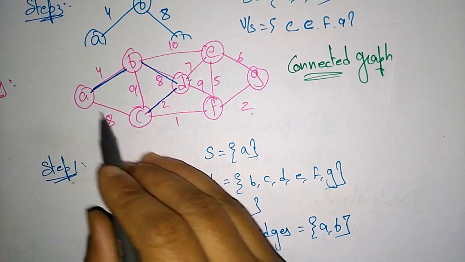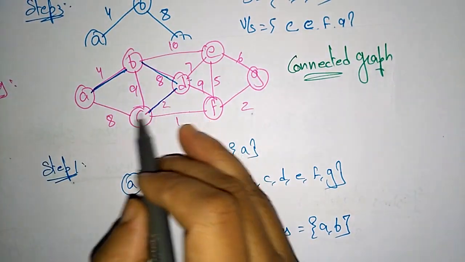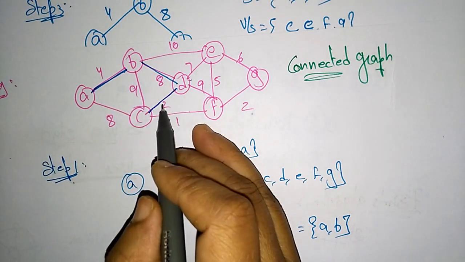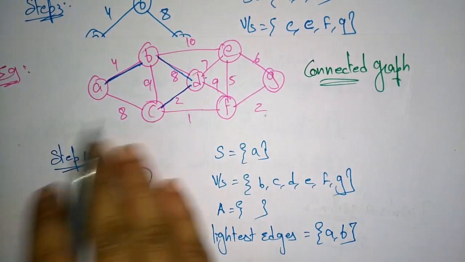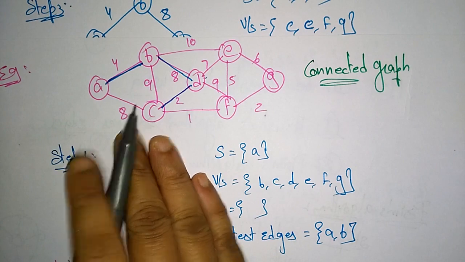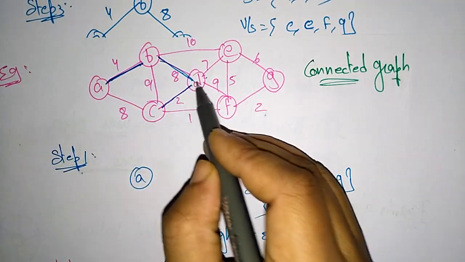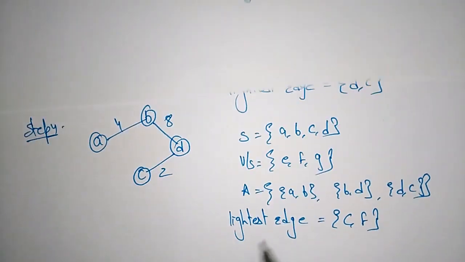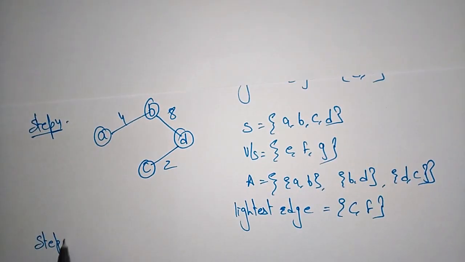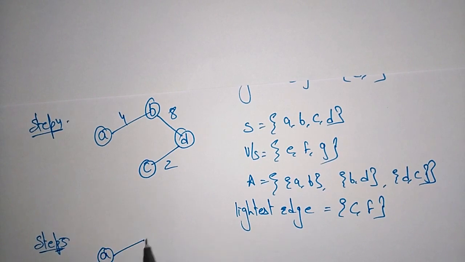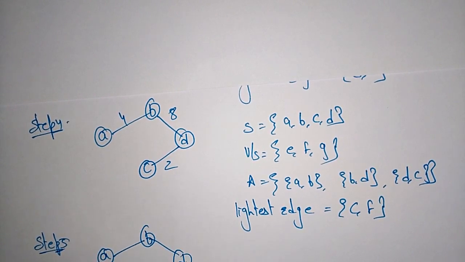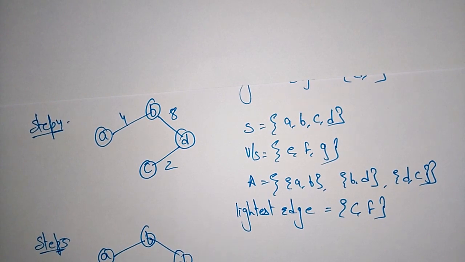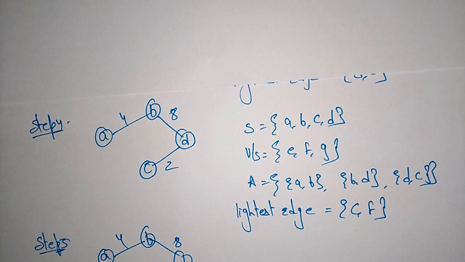Why CF? Just see here. The next option is CA. If we take CA, it comes to a closed loop, which means it is a circuit. But a minimum spanning tree should not allow a circuit. So we have to select AB, BD, DC and CF. So in step 5, let's write the graph AB, BD, DC and CF, with weights 4, 8, 2 and 1.